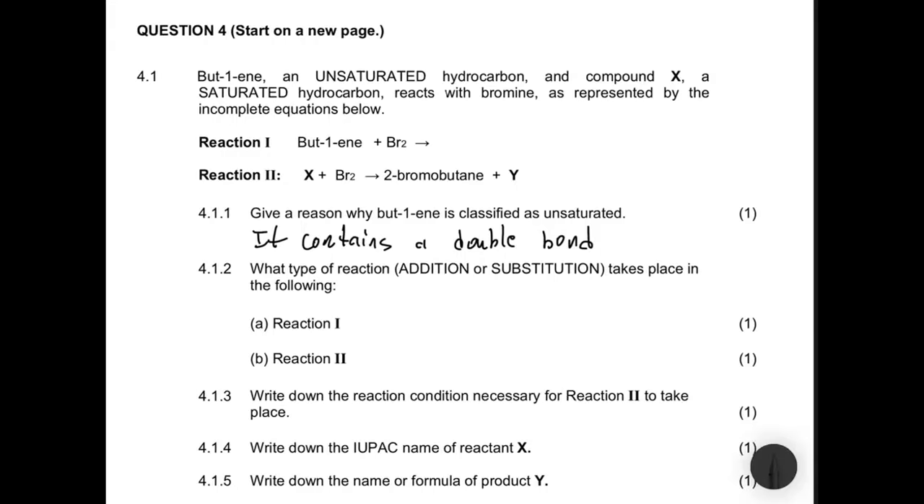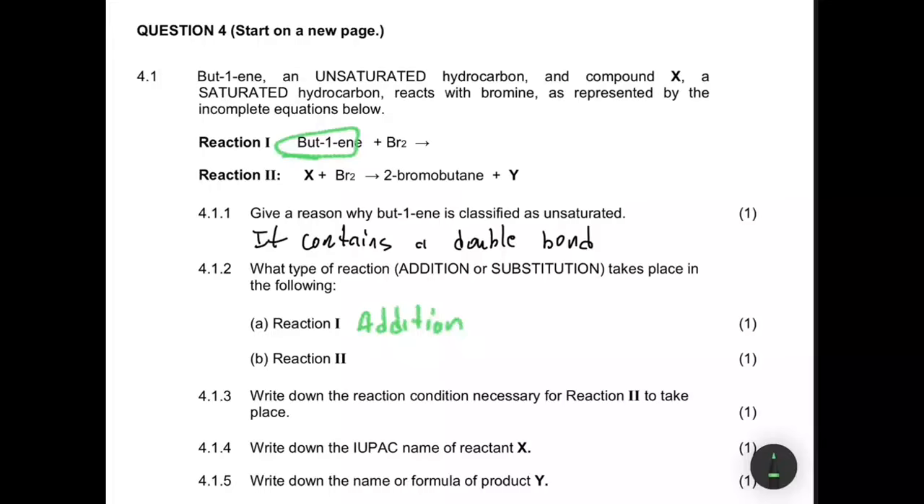Reaction 1, we have but-1-ene plus bromine, right? Because this organic compound here is unsaturated, it can only go under addition reaction, right? And then now we can move to reaction number 2.